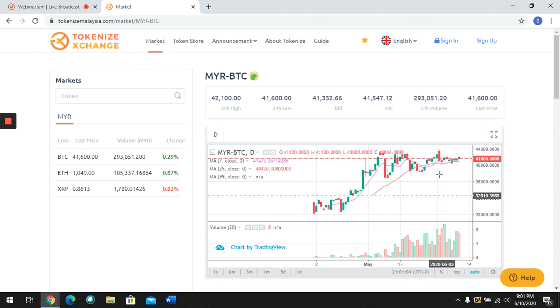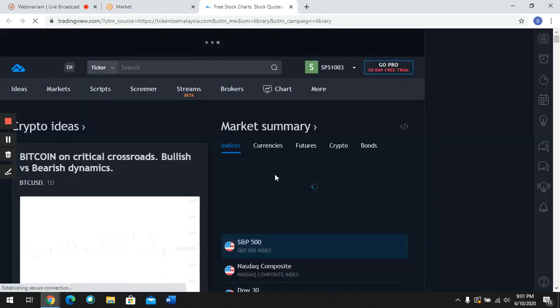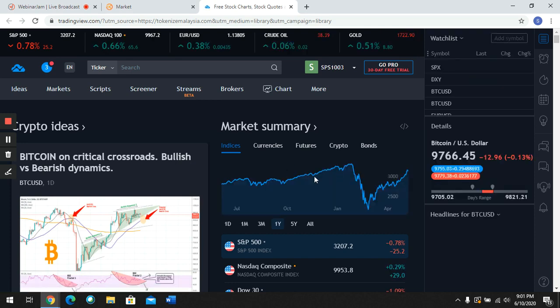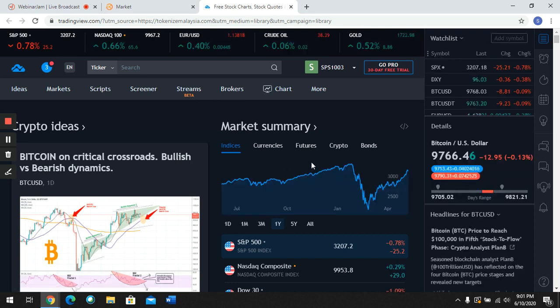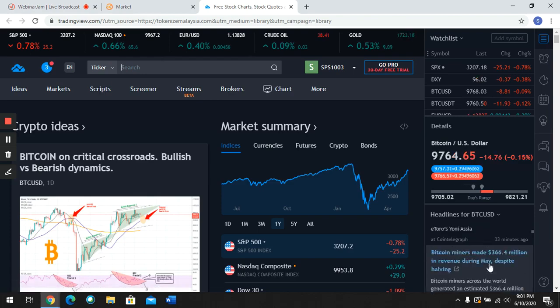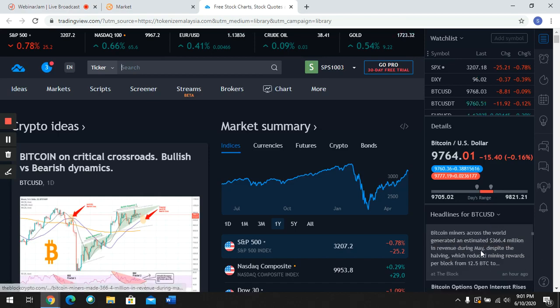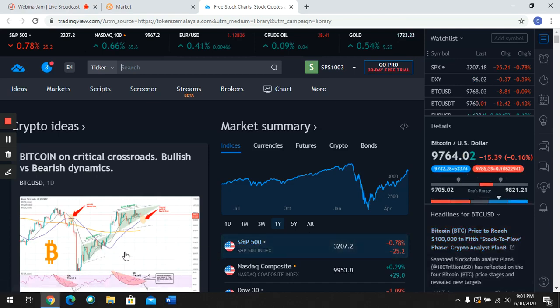Basically, this is how our platform looks like. We have the 24-hour low, 24-hour high, bid, ask, 24-hour volume, and last price. All these are based on Ringgit Malaysia. What I want you to do now is click on Trading View. We have Trading View in our platform so that you have better knowledge of what's happening in digital assets. We have all the headlines available here, a lot of good studies and write-ups as well, so you can understand better. To dive in further on technical analysis, we have crypto ideas here.